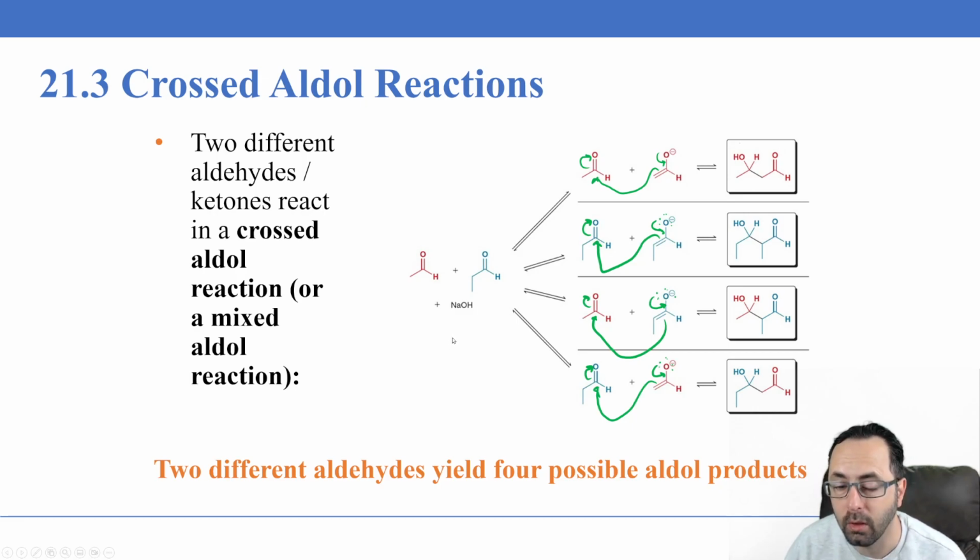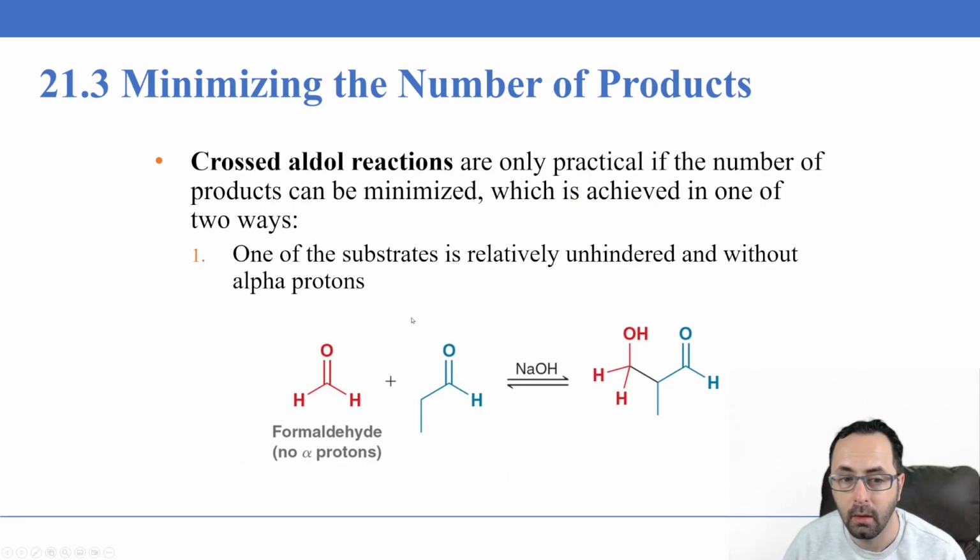So for example, if we use methanal or formaldehyde, there will be no alpha hydrogens. Or if we have a benzyl group here, there will be no alpha protons. And so then we can really control which is going to be the enolate ion that attacks as a nucleophile and which is going to be the species that is attacked by the enolate ion. So again, crossed Aldol reactions are only practical if we know which is going to be the enolate and which is going to attack. Otherwise, we're going to get too many different types of products.